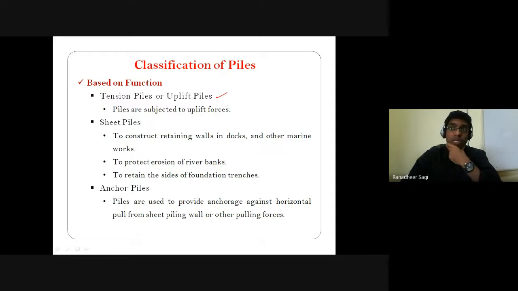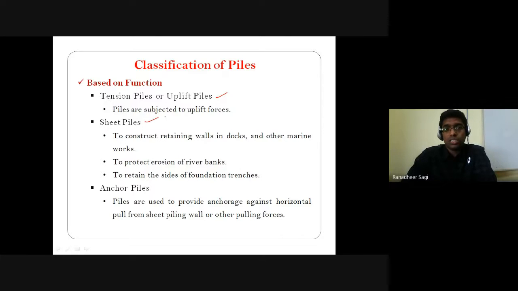So whenever you have expansive soil, because of the expansive nature of the soil, you will see the possibility of a pile getting lifted in the upward direction, or a foundation getting lifted in the upward direction. Or sometimes in electrical transmission towers, where the cables, the tendons placed over the top of the tower, are pulling that tower in one direction, the piles below that tower start getting lifted in the upward direction. Such cases are what we call piles subjected to uplift forces.